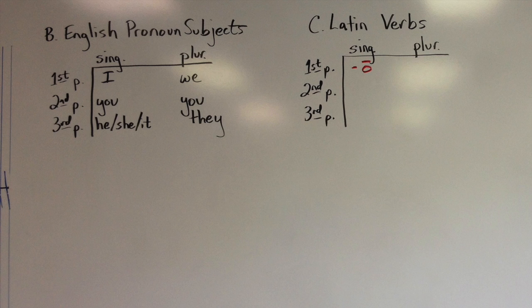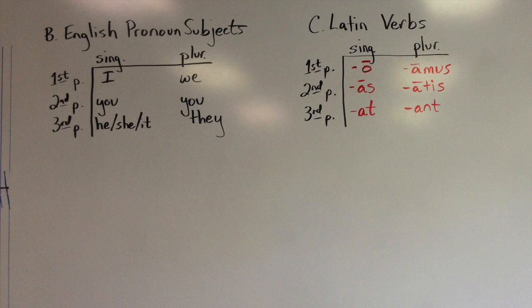The second person singular ending is going to be as. So once again, anytime that we see the ending as on a Latin verb, we know that the subject has to be you. The third person singular ending is going to be at, which means that when we see at, the subject would have to be he, she, or it in the same spot on our English pronoun chart. A first-person plural Latin verb will always end in amus. A second-person plural Latin verb will always end in atis. And a third-person plural Latin verb will always end in ant.